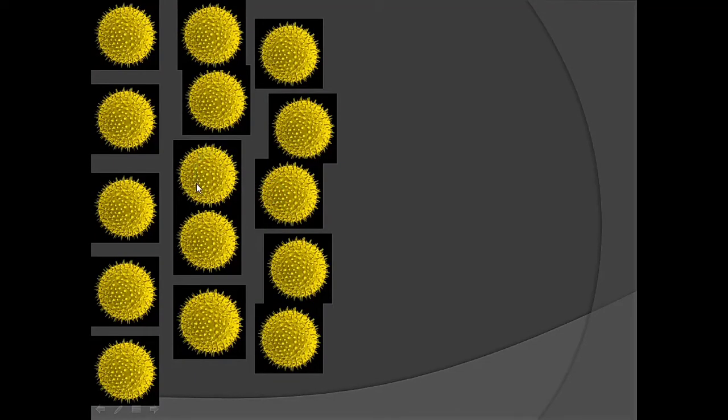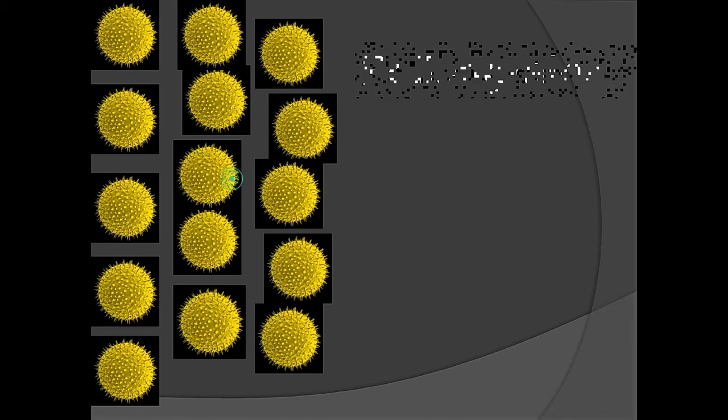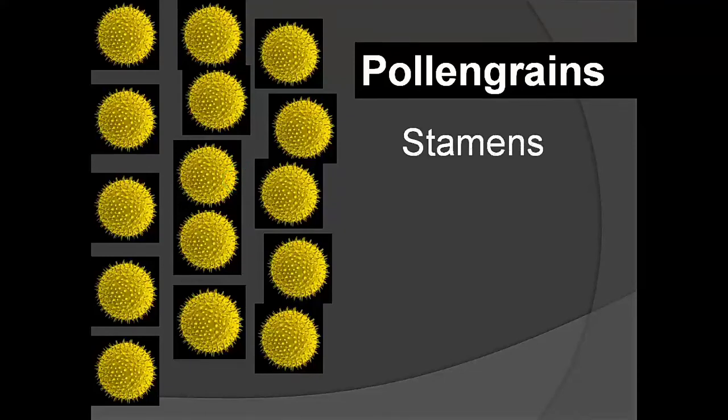The pollen grains are displayed here. What we see here are pollen grains. Pollen grains are produced inside the stamens. This is not the actual size of pollen grains. Actual size of pollen grain is 1000 times smaller than what we see here. These pollen grains are produced inside the stamens.